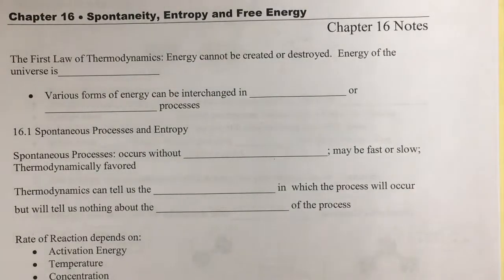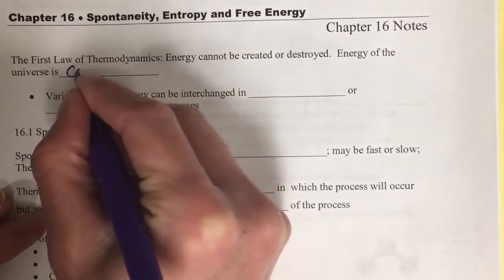So previously we've talked about thermodynamics, thermo meaning heat, and we did a lot of calculations involving heat and whether a reaction would be endothermic or exothermic. Now we're going to see that there are actually other factors that will affect whether a reaction is going to occur or not. So we've talked about the first law of thermodynamics. We said that energy cannot be created or destroyed, and that the energy of the universe is constant.